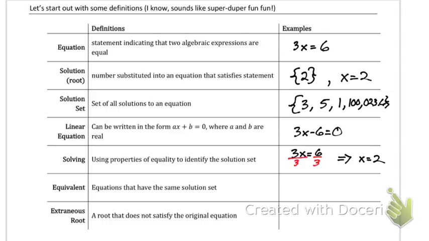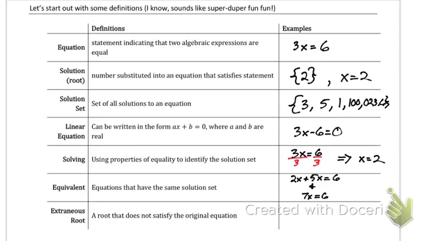Equivalent are equations that have the same solution set. So a really terrible example would be if I had 2x plus 5x equals 6. And I also had the equation 7x equals 6. Both of those have the exact same solution set because you can see one would be a step further in solving. But they both have the same solution set.